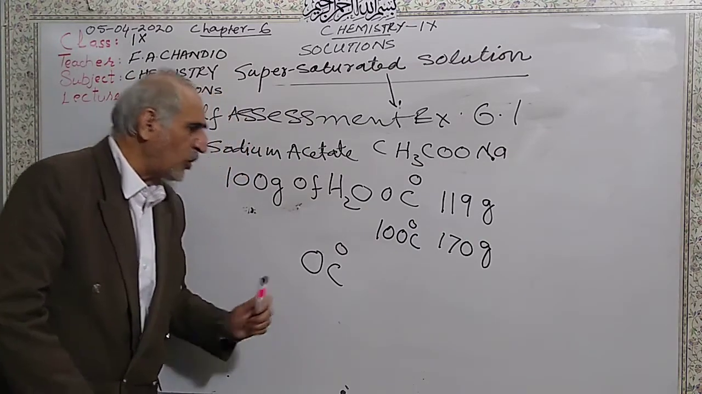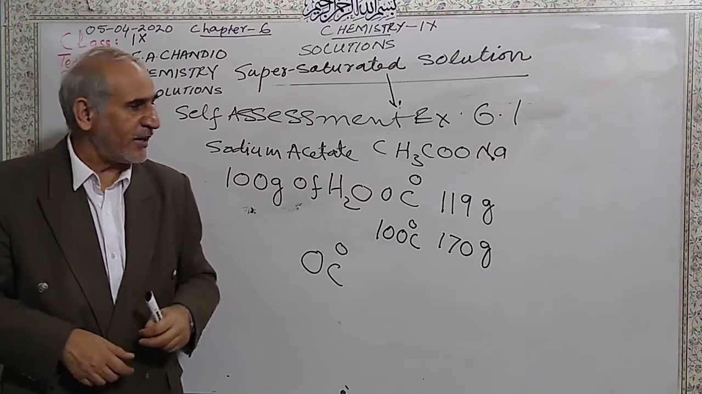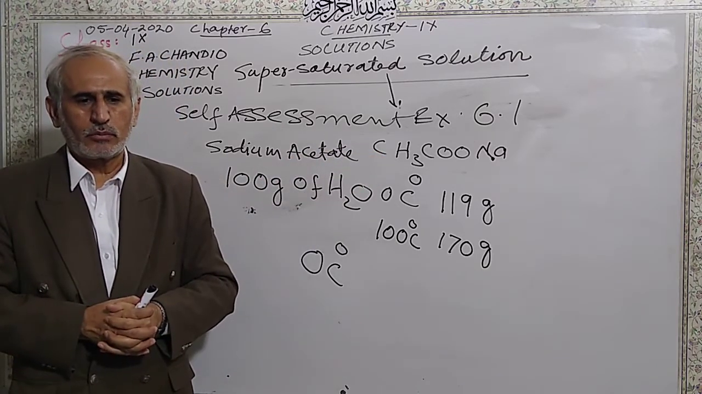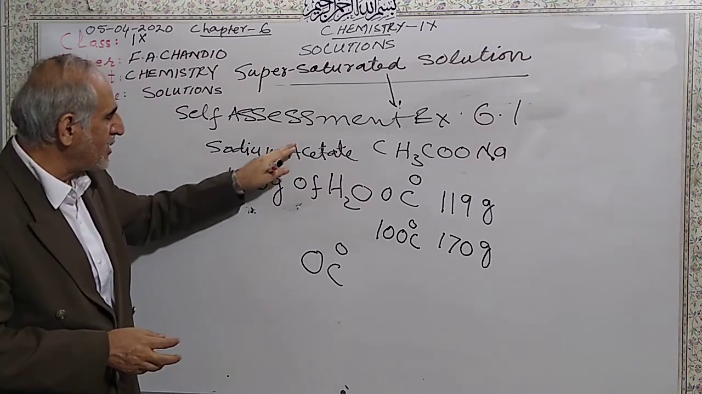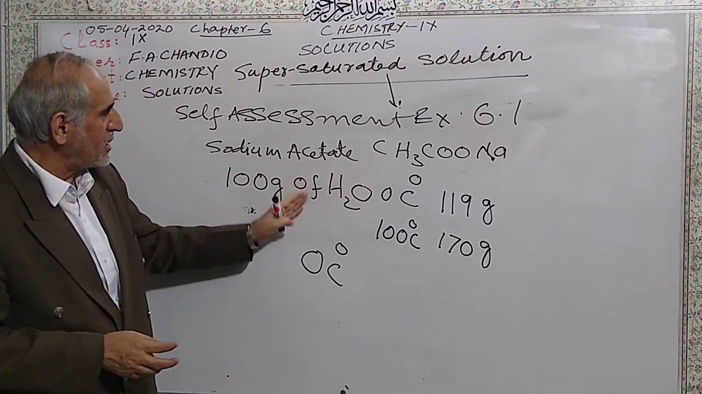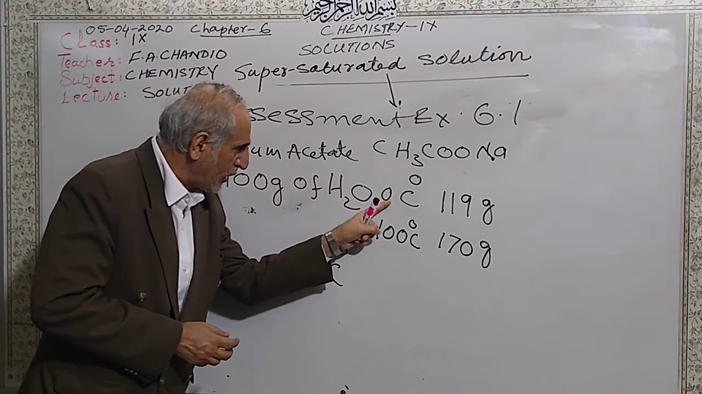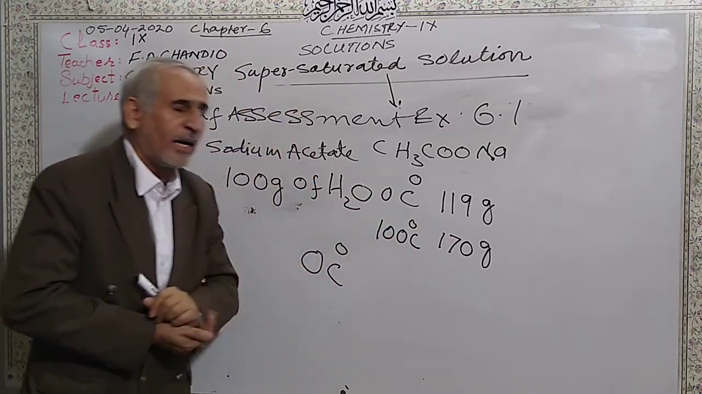Temperature is 0 degrees Celsius. Then the question is: how many grams of sodium acetate dissolve? So it is very simple. These hints are given to you: at 0 degrees centigrade, only 119.